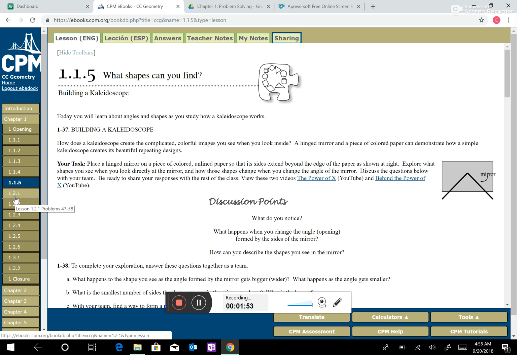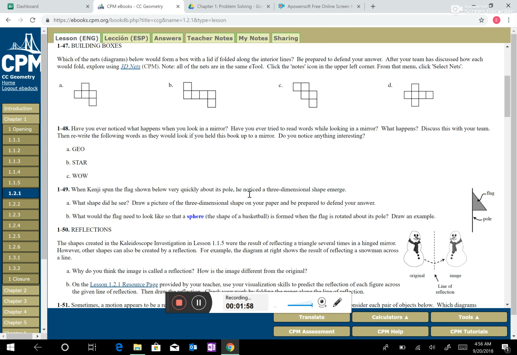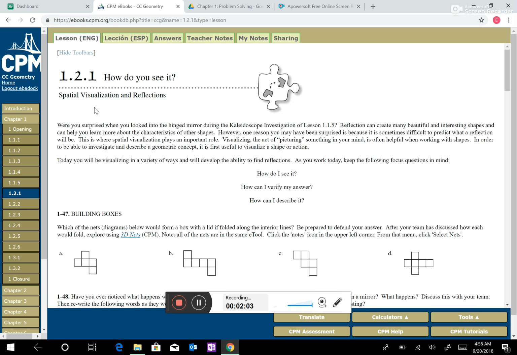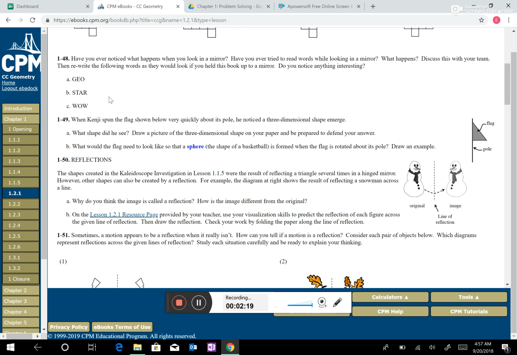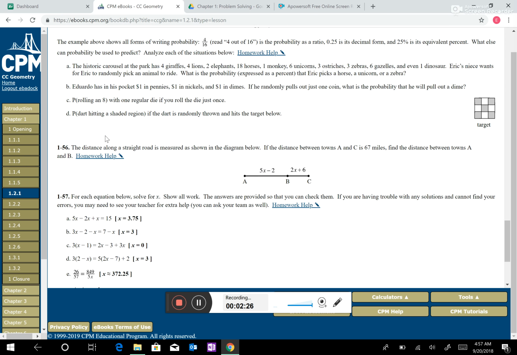Then we moved on to 1.2.1, which started by building boxes, and then we really talked about reflections. If you remember, reflections was our first thing we learned about transformations. Transformations is our umbrella, and then reflections, translations, and rotations are all underneath that umbrella. You guys rotated these words around, or you reflected the words around. So just make sure that you know what a reflection is.